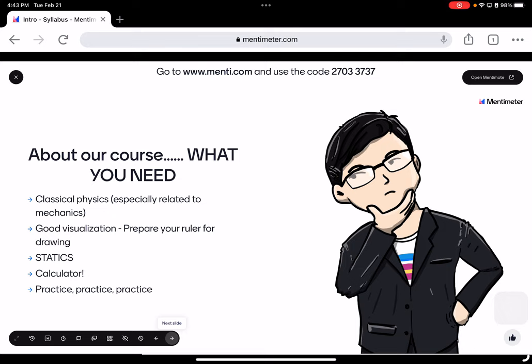So what you need to know is about classical physics. My suggestion, prepare a ruler, especially for exam. Okay? It's really helping. Just for drawing the free body diagram, if you remember, in statics. Of course, some statics content. Calculator, I think for this course is a must. And practice. Okay, we will have more practice in this course.